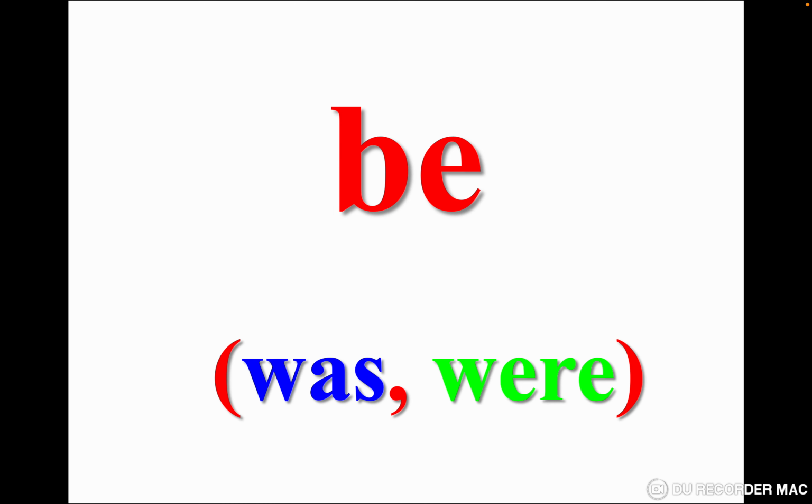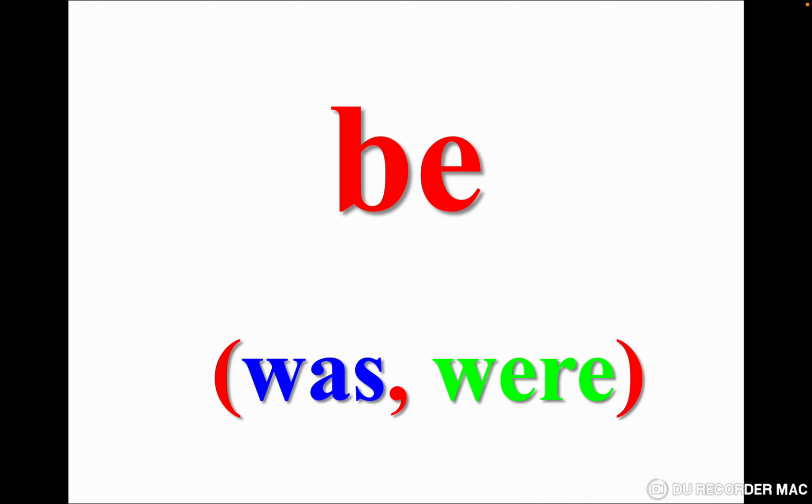Be. The verb be in the present has 3 forms: am, are, is. In the past it has just 2 forms. We are going to study 2 or 3 or more lessons just about the verb to be in the past, was and were. The conjugation of was we have just with I and he, she, it. I was, he was, she was, it was.